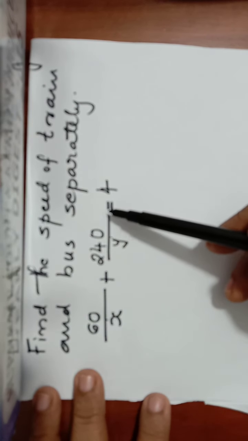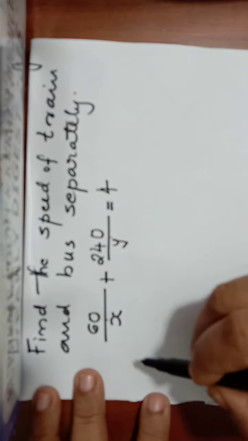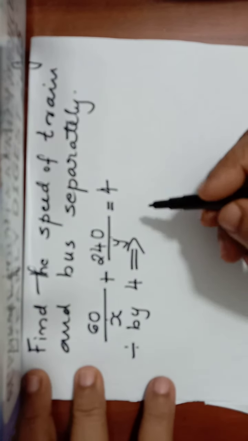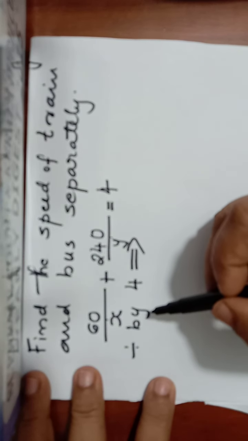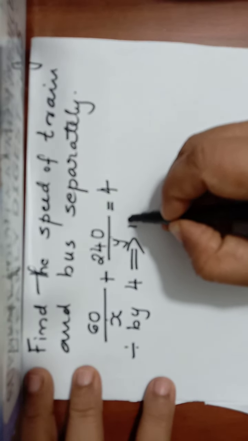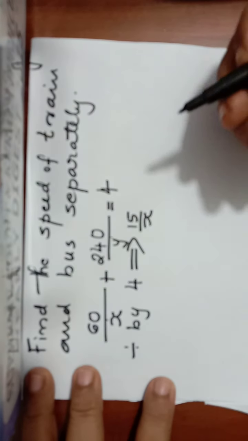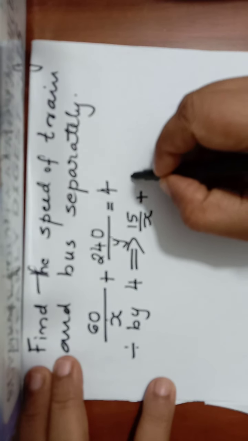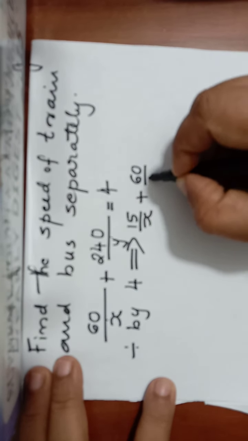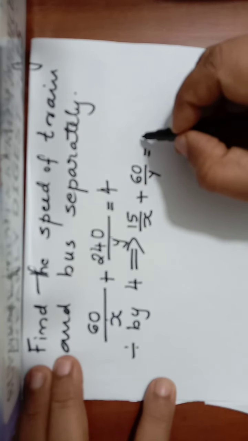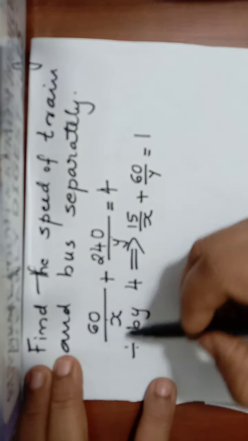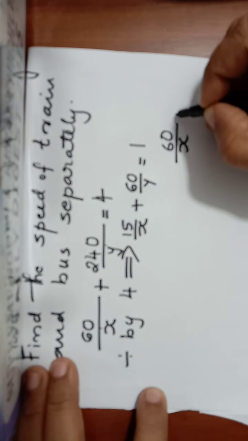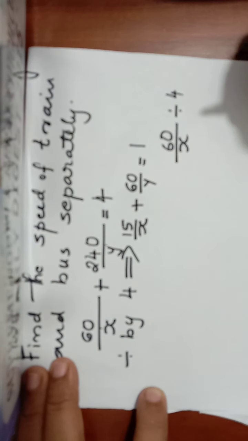Here you can see, children, 4 is a common number in this. Dividing by 4, now itself we can simplify this equation. 60 by 4 is 15. 15 by x plus 240 also should be divided by 4, so 60 divided by y, equal to 4 divided by 4 is 1. So this whole thing we are dividing.